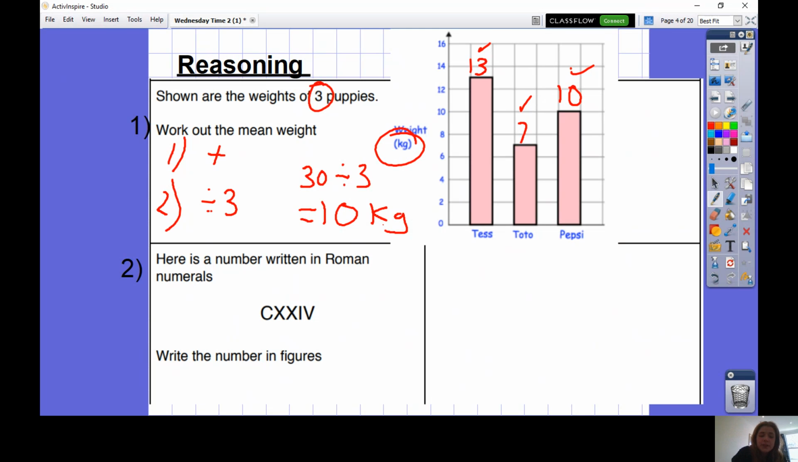Okay, now for the Roman numeral questions. If you didn't know where to start, let me give you a little bit of a clue and I'll break it down into your place values. You might find that a little bit easier.